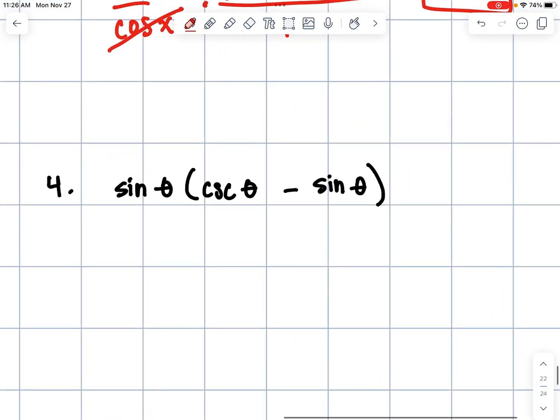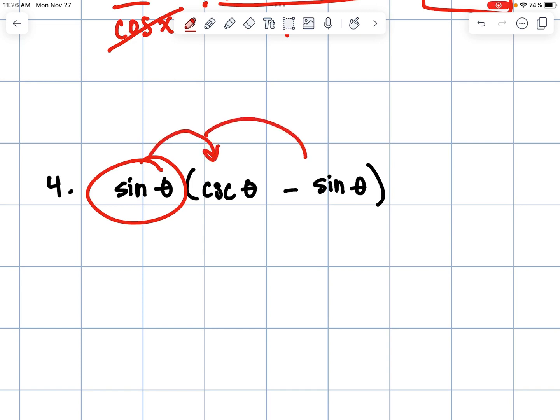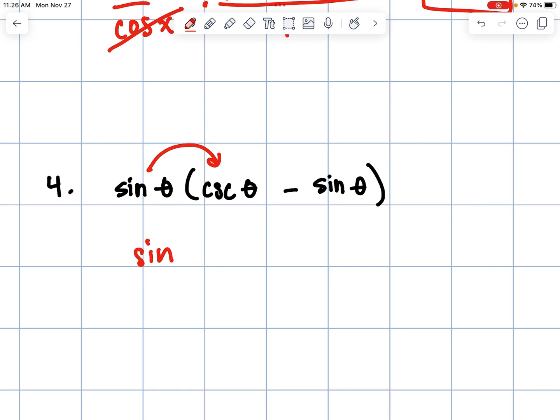Number 4. Now we have a trig expression outside of a group. And hopefully your instincts tell you should distribute. If you thought that, perfect. That's exactly what you should do. When you multiply this, it's still going to be sine times cosecant is 1 over sine. Sorry, I should put a theta here.